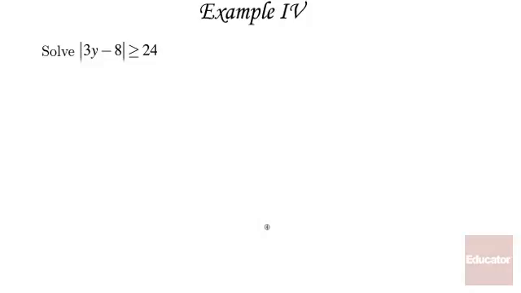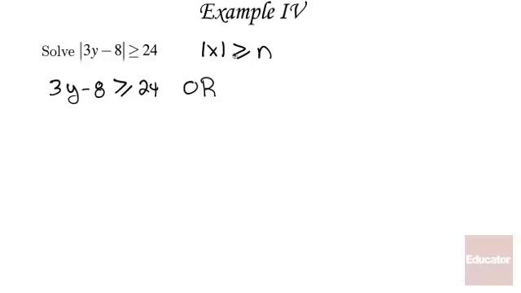In this example, I have the form the absolute value of x is greater than or equal to n. So I'm going to write out my two related inequalities, which are 3y minus 8 is greater than or equal to 24, or, for this form, we use the word or for the two related inequalities, 3y minus 8 is less than or equal to negative 24. Go ahead and solve both of these and see what you end up with.